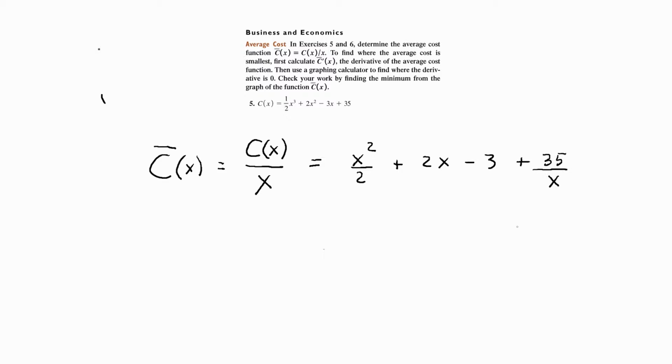Okay, so we want to find the derivative so that we can find out where we have our minimums, our maximums of cost. And when we differentiate that, we get x plus 2, and then over here we get minus 35 over x squared. Okay, so we'd like to now use a graphing calculator to find out where this is 0, because this would be a difficult thing to solve by hand. So it's good to be able to use this technology.